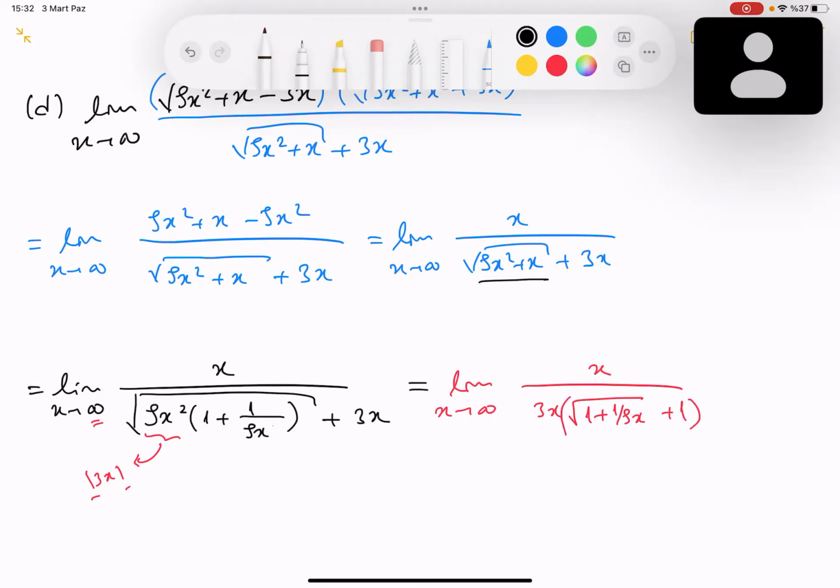Now simplify those x's. We have 1 there. So you have 1 over 3 times this parenthesis. Now when x is approaching infinity, you get 0 here. So you have 2 times 3, which gives you 1 over 6.